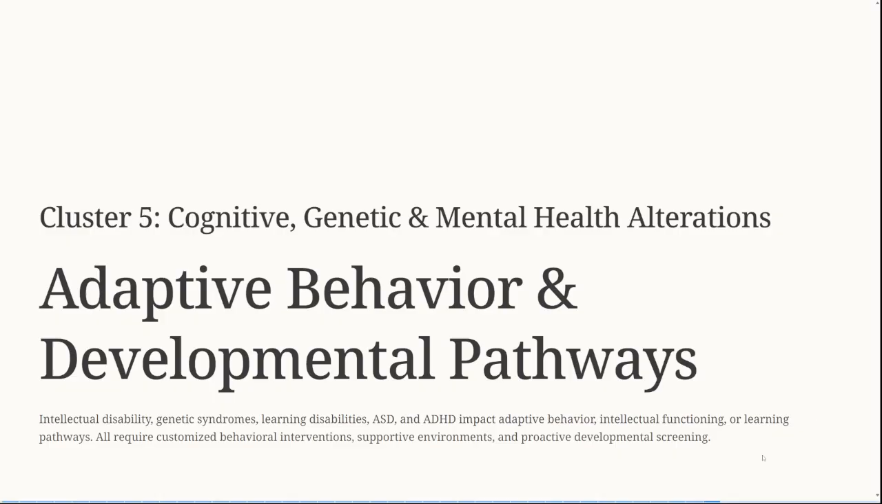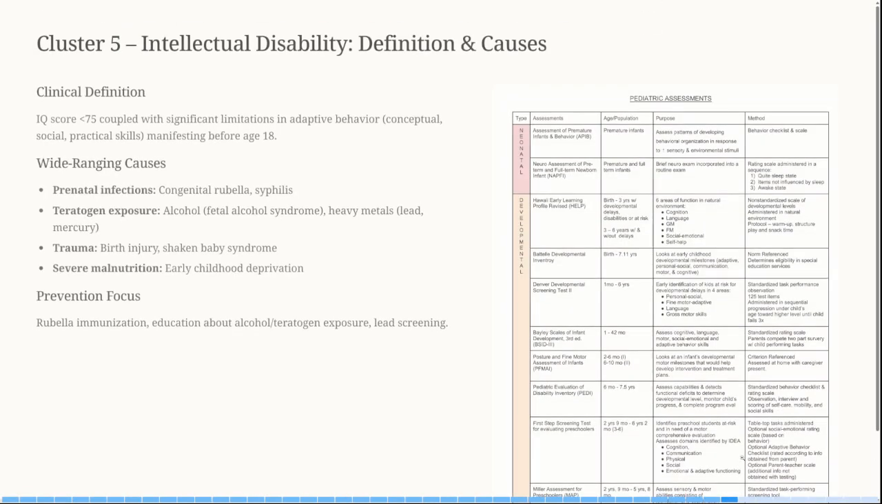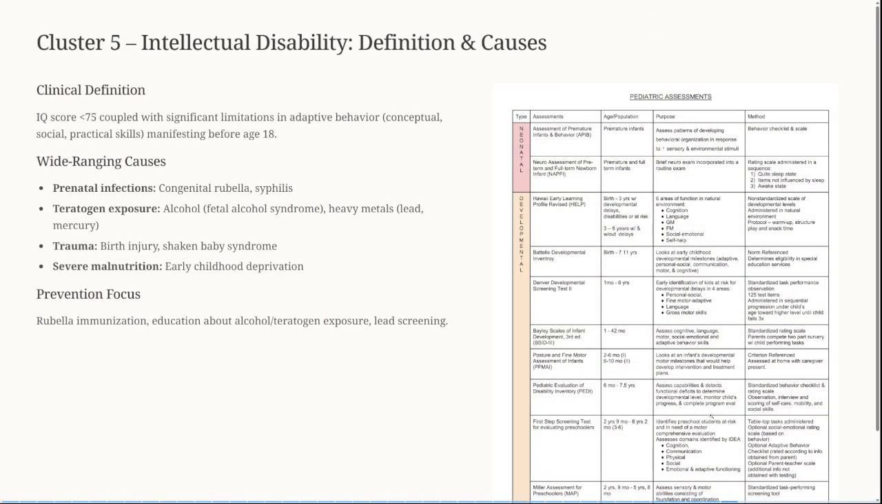Let's start with intellectual disability, ID. Clinically, this is defined by an IQ score less than 75, coupled with significant limitations in adaptive behavior, so conceptual, social, and practical skills, all observed before age 18. And the causes are wide-ranging.